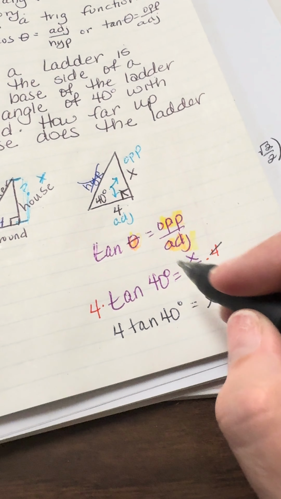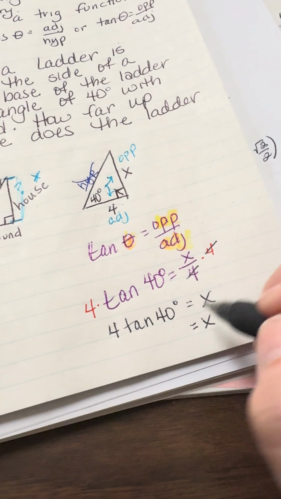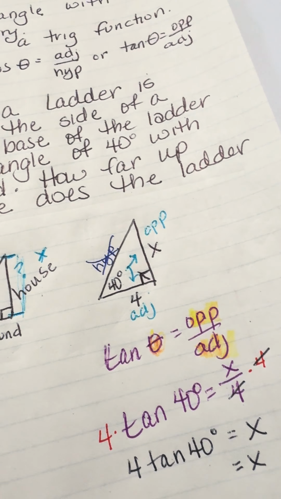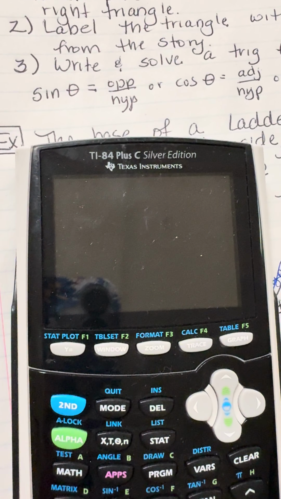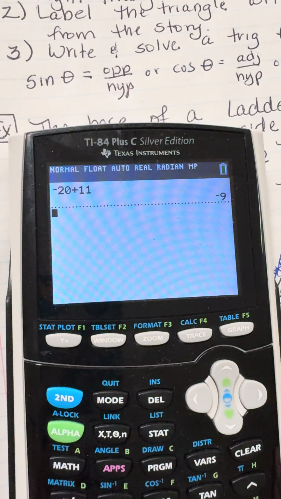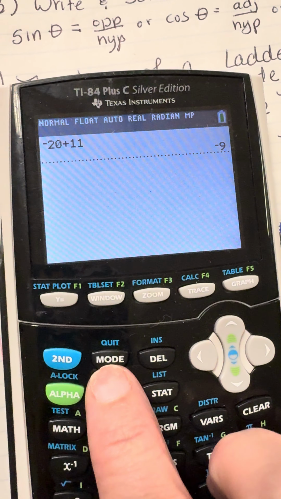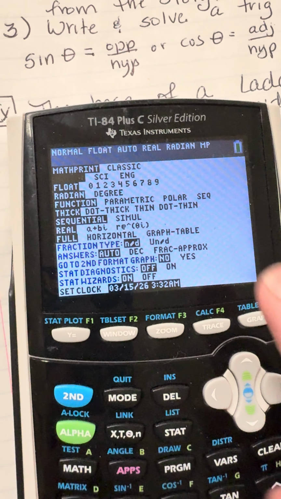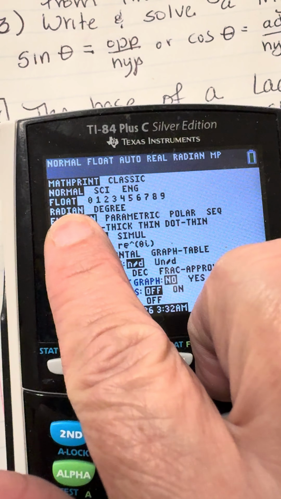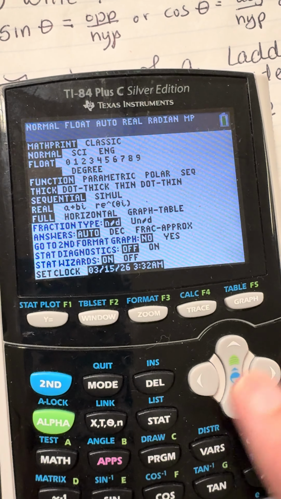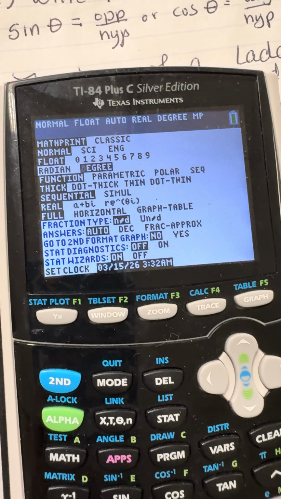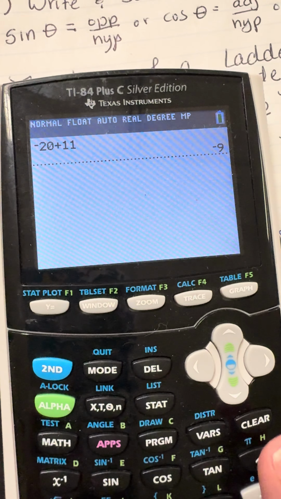And now I'm ready to pick up my calculator and figure that out. Now, when you go to use your calculator, we are in degrees. I talked about mode the other day in a video too, so hopefully we paid attention. I want to make sure that I'm in the correct mode. And you can see here, I'm in radians. I want to be in degrees. So I'm going to arrow down and go over to degrees and then get off of that screen.